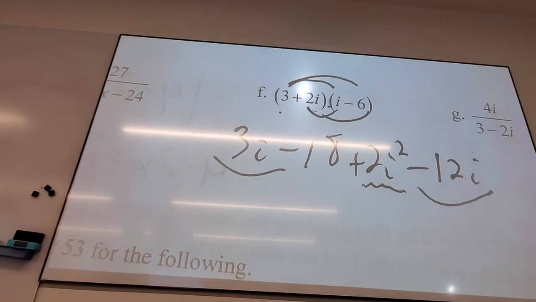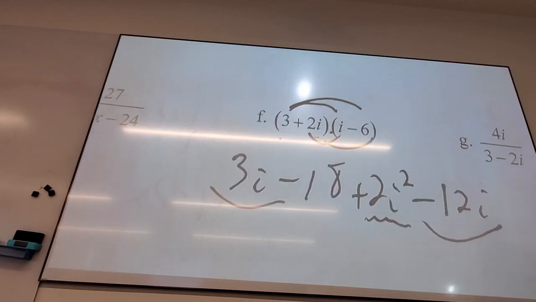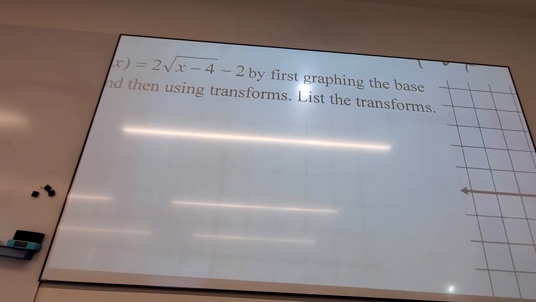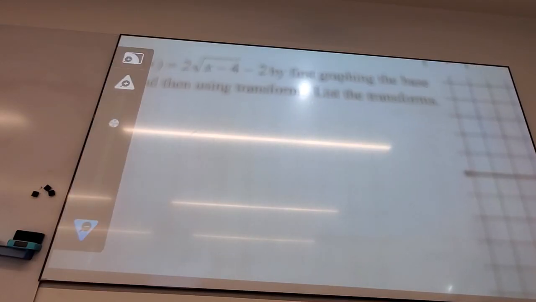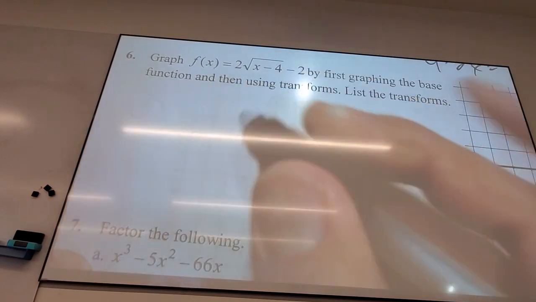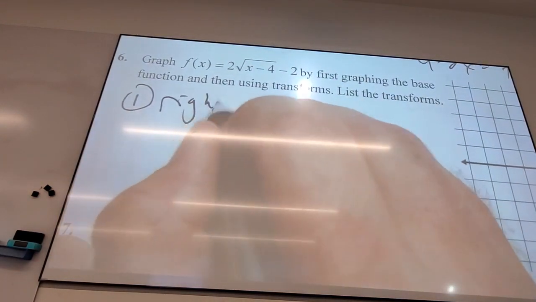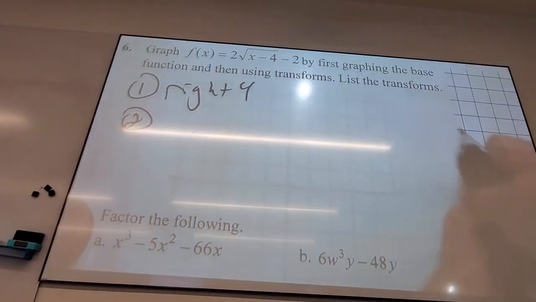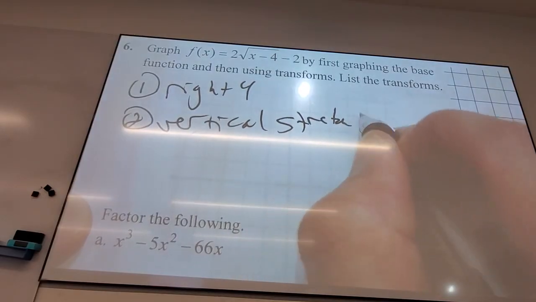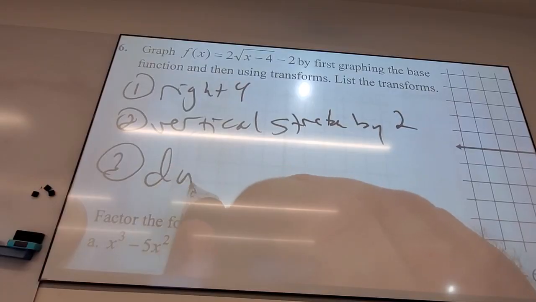Okay. How many transformations are there? 3. What are they in the order that you should do them in? Right 4. Vertical stretch, I like it. Or you could just say double the outputs. Down 2, I like it.